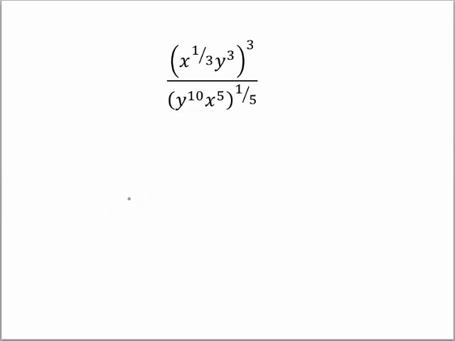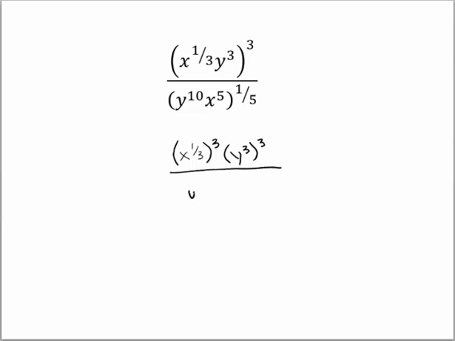We're getting a little more complicated now. Let's see how we would do this one. All right, first of all, we're going to bring those exponents into the problem. So we have x to the 1/3. Let's just write that out and see what it looks like. X to the 1/3, I'm going to get this a little heavier so you can see it. X to the 1/3 raised to the third, and y to the third raised to the third.